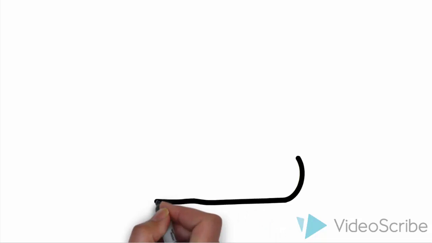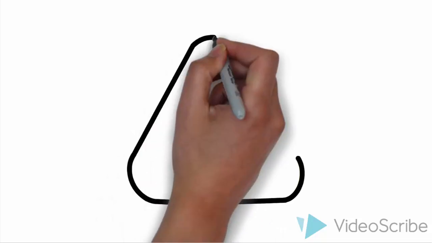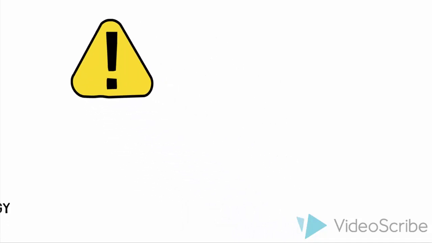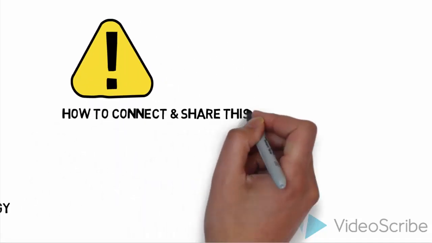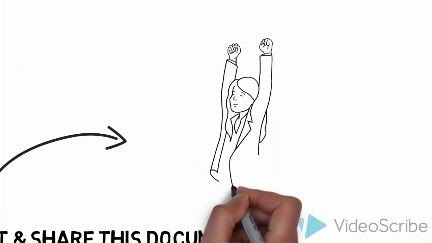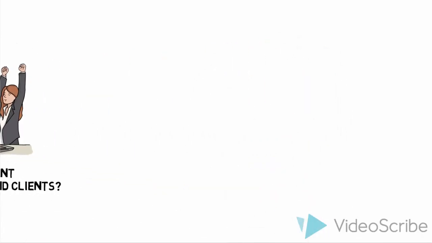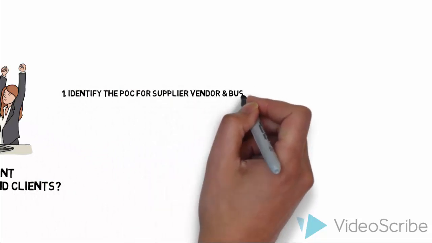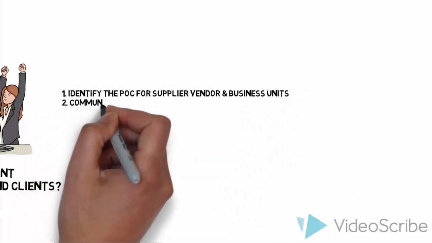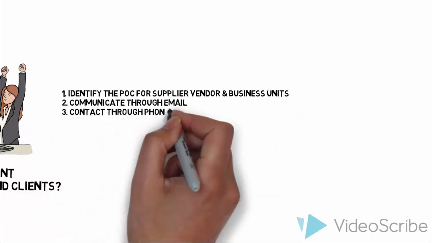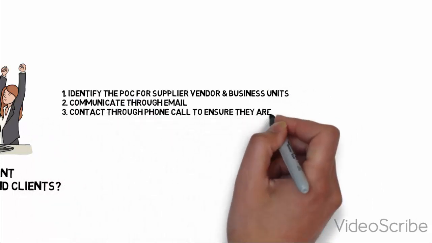Now, once I have made the minutes of the meeting, how do I ensure that these instructions are given and provided to all the stakeholders? How do I connect and share this document with all subordinates, suppliers and clients? Well, let's use the power of the internet. First, we need to identify the point of contact for suppliers, the vendors and the different business units in the company. We can do that by getting their email IDs. We can simply drop a mail and of course copy these mails to the superiors as well.